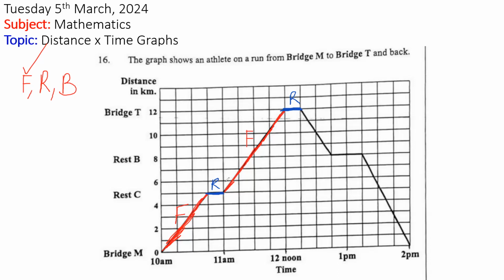So let me try it again. Ajani, what does the slanting line ascending mean? It's moving forward. Good, and what does the horizontal line mean? It's at rest. The object is at rest. Good.